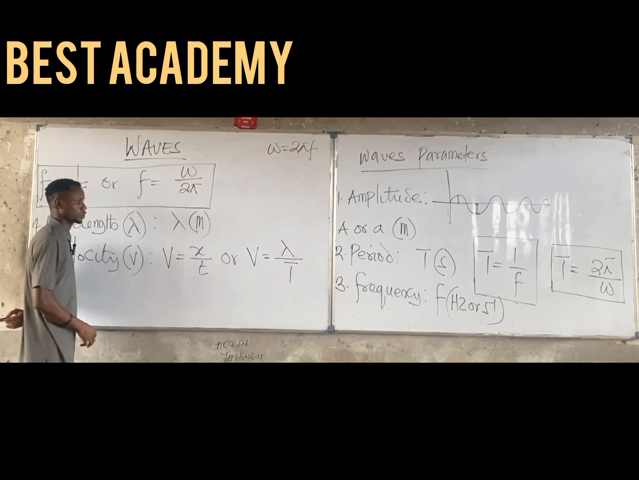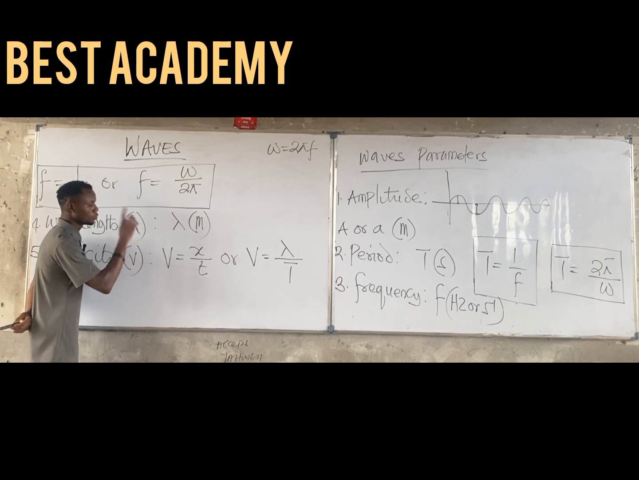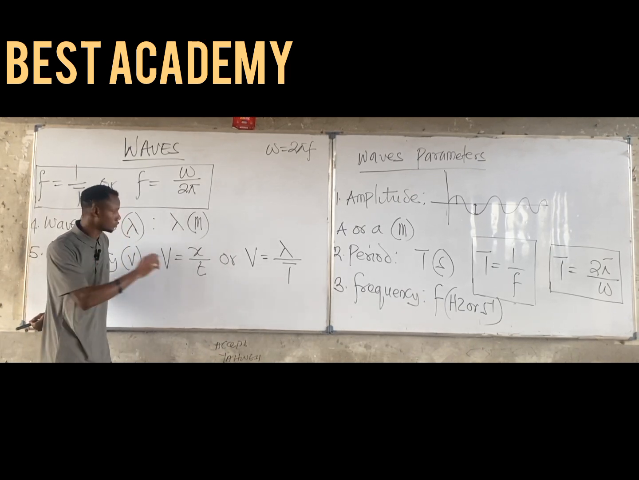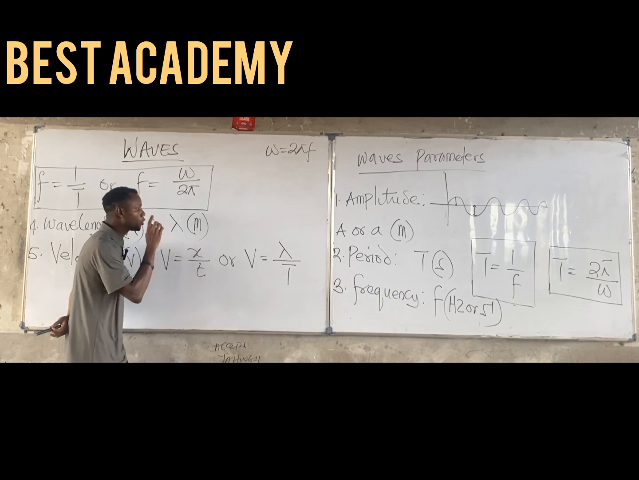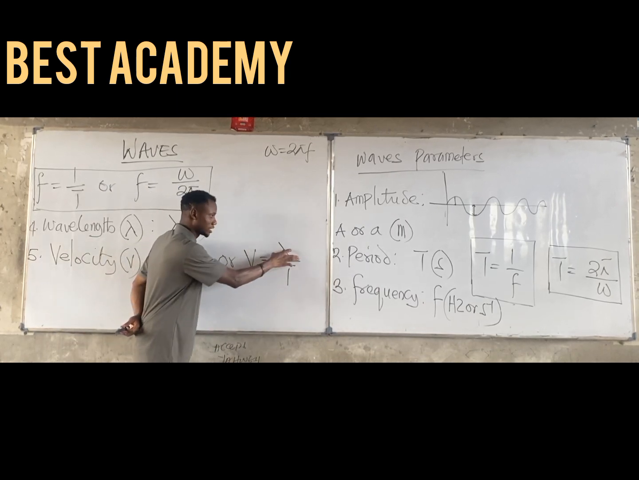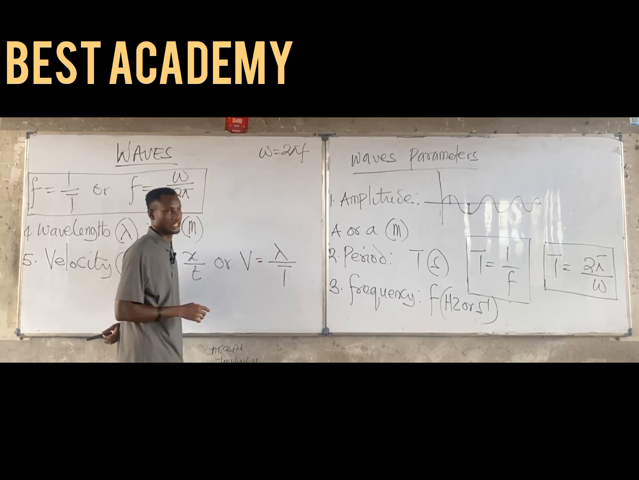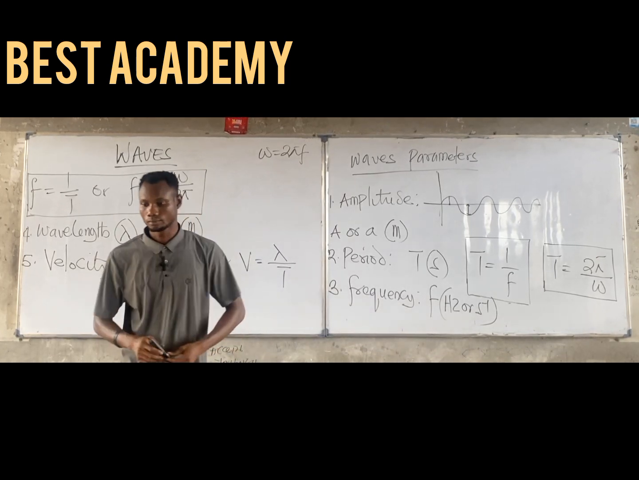Now look up here, please. Let's try to understand the formula here. Whenever you are given normal distance and normal time, you are going to use this formula here. But whenever you are using wavelength, you are going to use it with period. Please take note. Okay, let's solve question 1 here. Example 1, please.